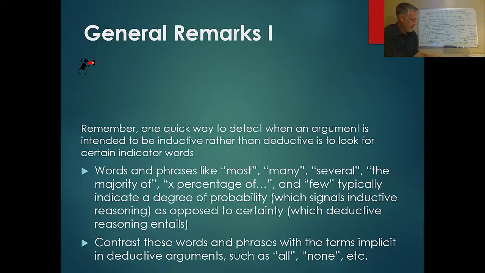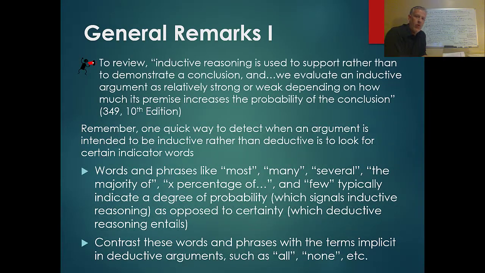So to review, as I do at the top of slide 2, I quote the 10th edition. What they say in the 10th edition, quote, "Inductive reasoning is used to support rather than to demonstrate a conclusion. And we evaluate an inductive argument as relatively strong or weak, depending on how much its premises increase the probability of the conclusion." Okay, again, there's never that element of necessity, a guarantee or 100%, right? It's always this idea of, well, a little bit more likely or a lot more likely, never what has to be the case. And that was taken from page 349 of the 10th edition.